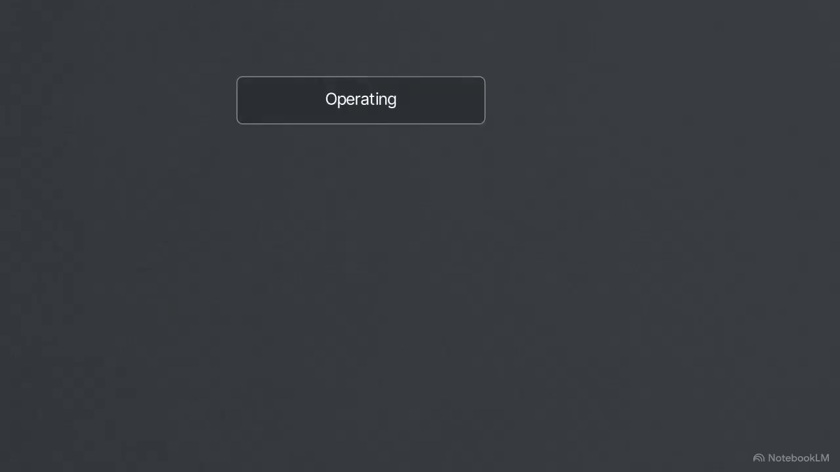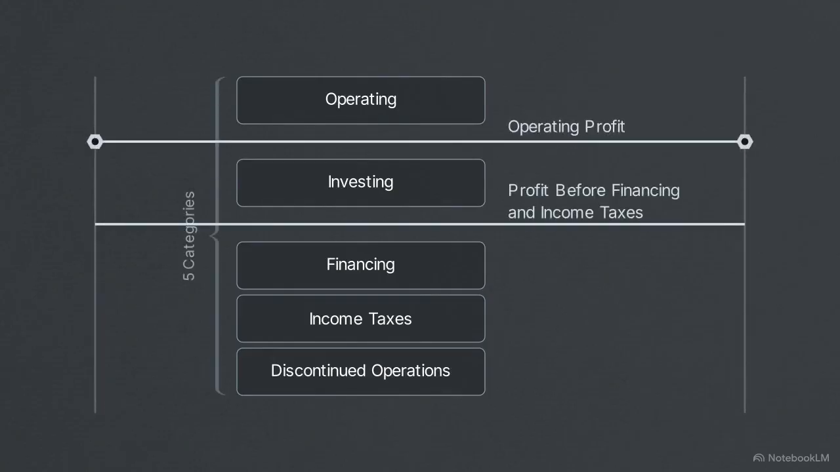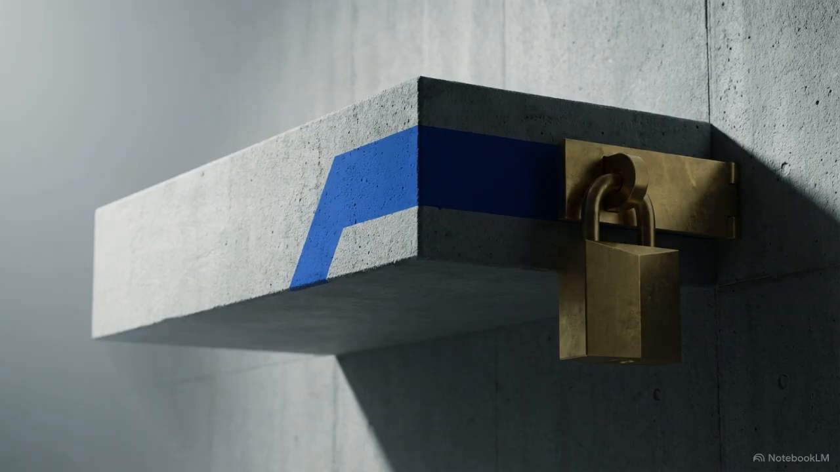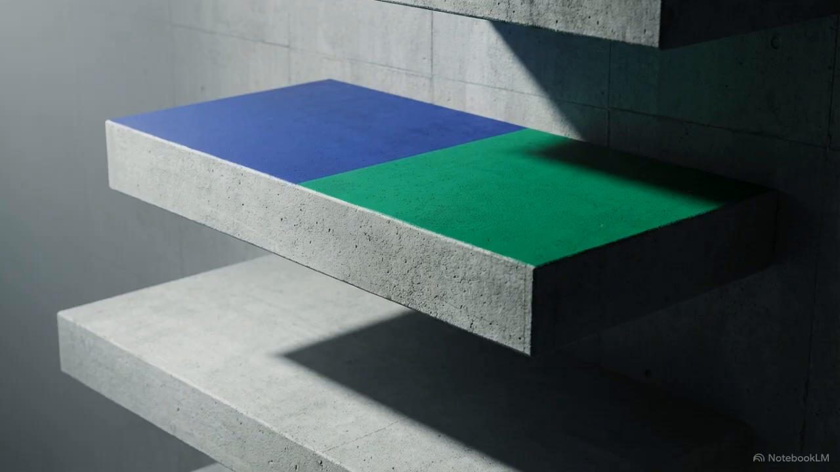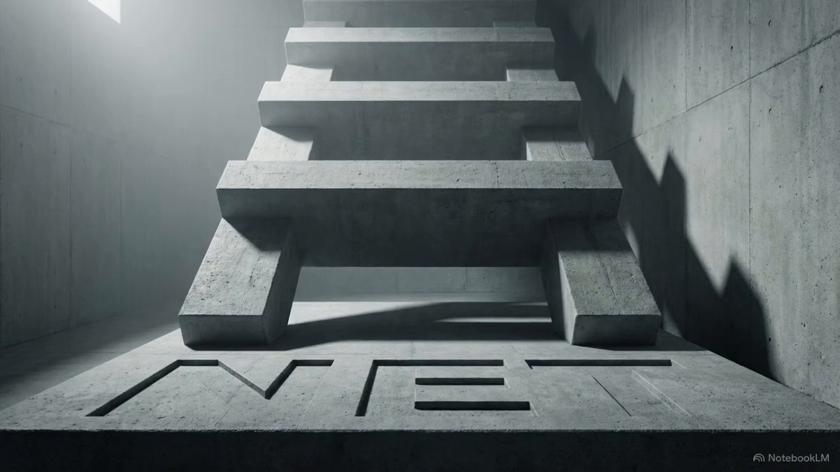The second structural mandate applies mandatory subtotals that cut horizontally across these 5 categories. These 3 lines create a locked vertical ladder. Every reporting entity must use this exact sequence to show their journey down to net profit. The first rung is operating profit, which universally captures everything trapped in that residual operating category. The second rung is profit before financing and income taxes. This combines operating and investing results to isolate corporate performance completely independent of how the company is capitalized. The final rung is net profit, the culmination of all categories combined.